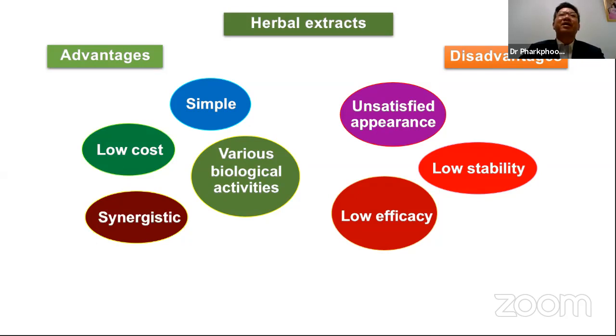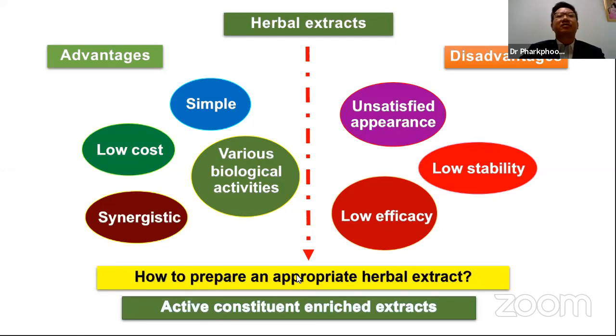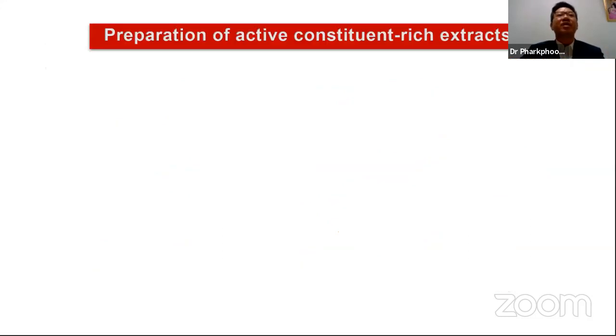So how can you make a herbal extract that contains a higher content of the active compound? Today, I would like to introduce the preparation of the active constituent rich extract. Not only preparing it in the form of a crude extract, but also an extract that should have a high content of the active compound. So we call it active constituent enriched extract.